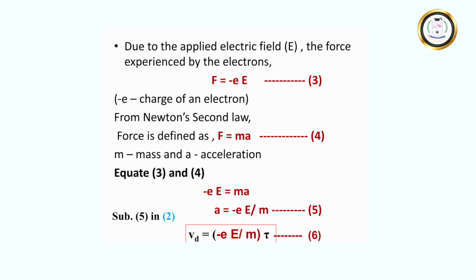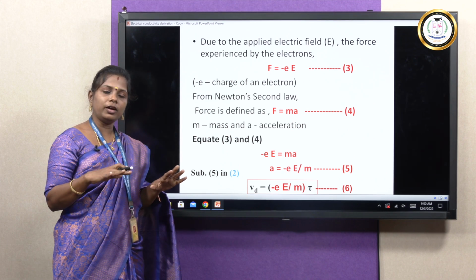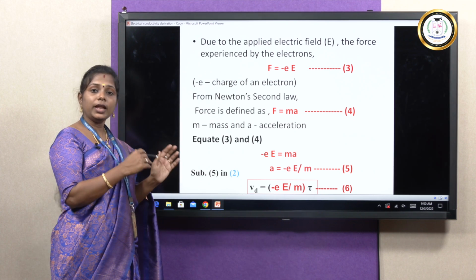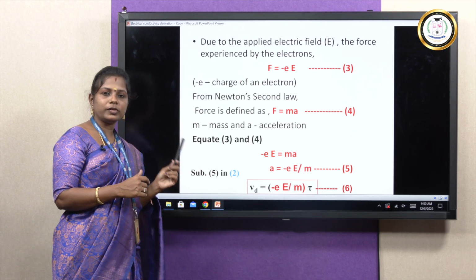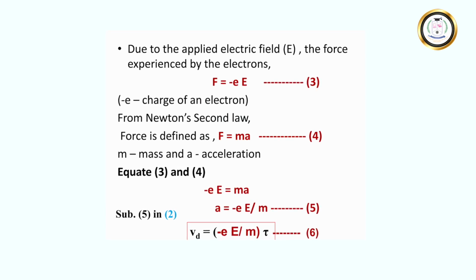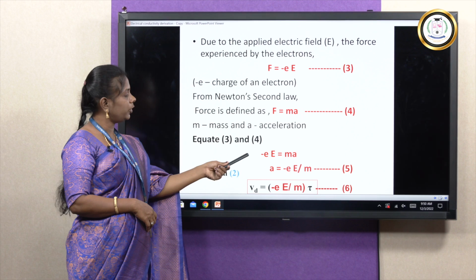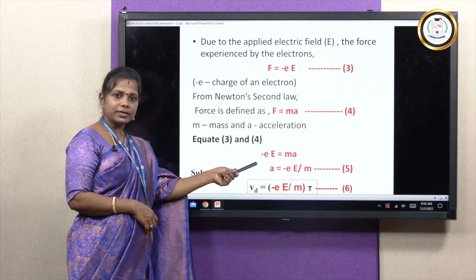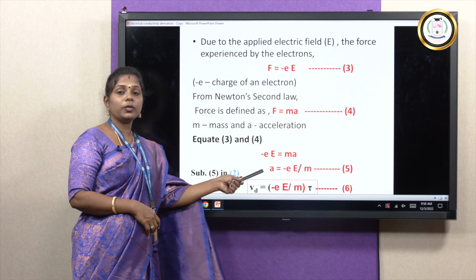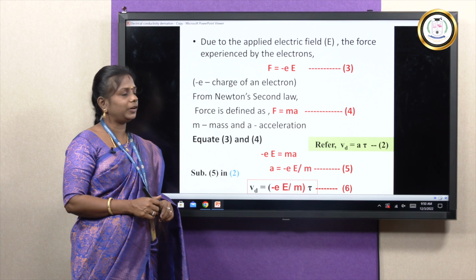Generally, how can we define force according to Newton's second law of motion? F is equal to ma. This is the general expression for force. In our case, the force experienced by an electron is minus eE. According to Newton's law, F is equal to ma. Equation 3 and equation 4 both give the expression of force, so now we are going to equate both. When we equate minus eE is equal to ma, we derive a, the expression of acceleration. The expression of acceleration we get is minus eE by m. This is equation number 5.